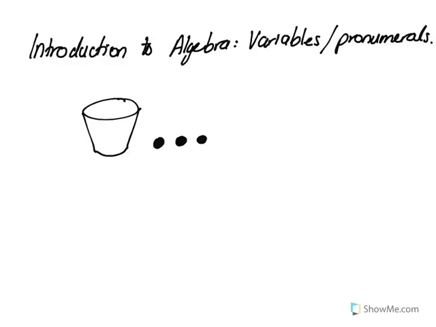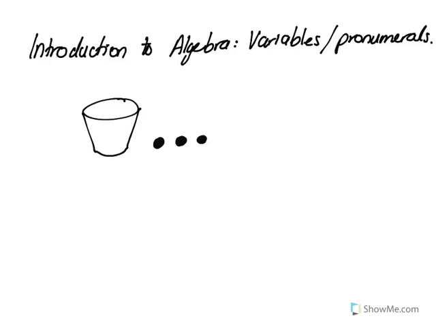This is a video brought to you by Mr. Dagel, and in this video we're going to do an introduction to algebra, and we're going to discuss the concept of a variable, which is also known as a pronumeral. Okay, so we're going to discuss those two pretty big words, and we'll look at it in a little bit more detail after we have a look at the diagram.